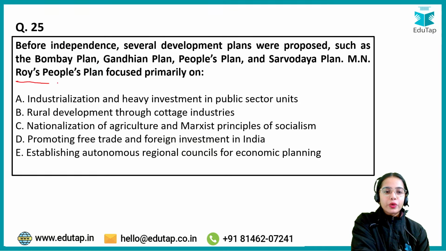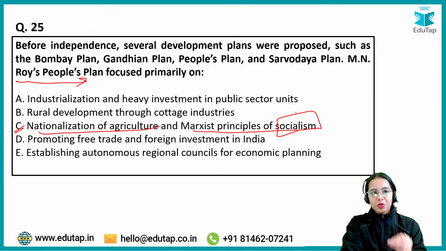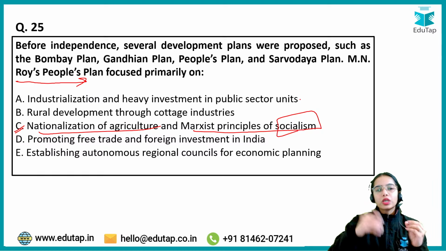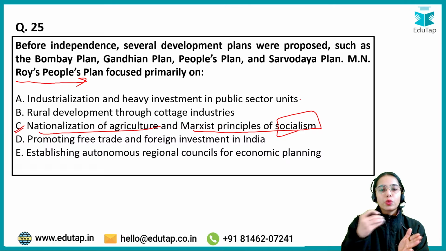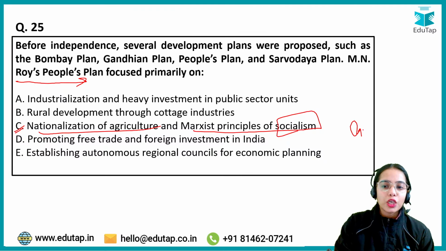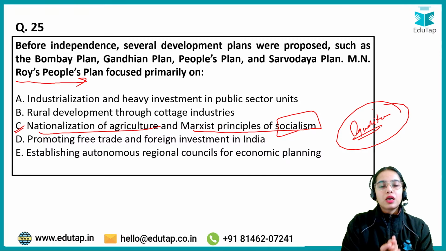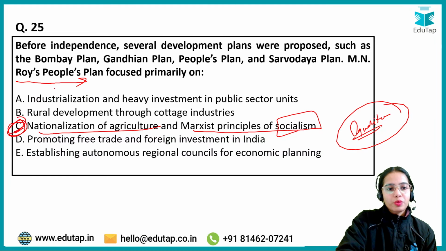So if you know about M.N. Roy's People's Plan, then I hope you know that it focused on nationalization of agriculture and Marxist principles of socialism. That means pure socialism should be followed, where the government is controlling all the resources, so that the government is focusing on allocating the resources to need-based production, so that only those goods are produced that are needed by the society, by the community, so that the equalitarian society can be promoted. So this was what was promoted by the People's Plan.